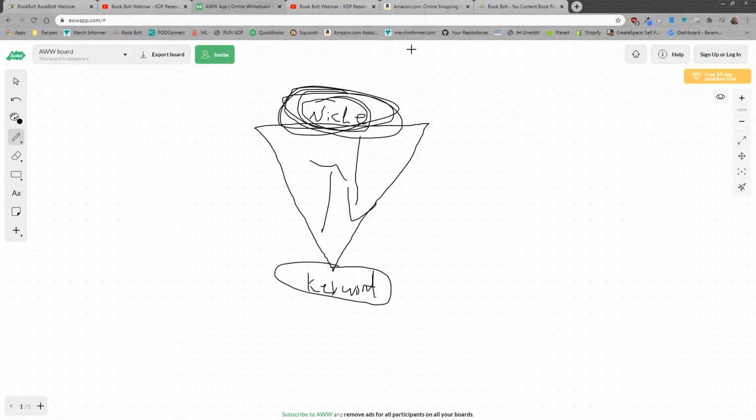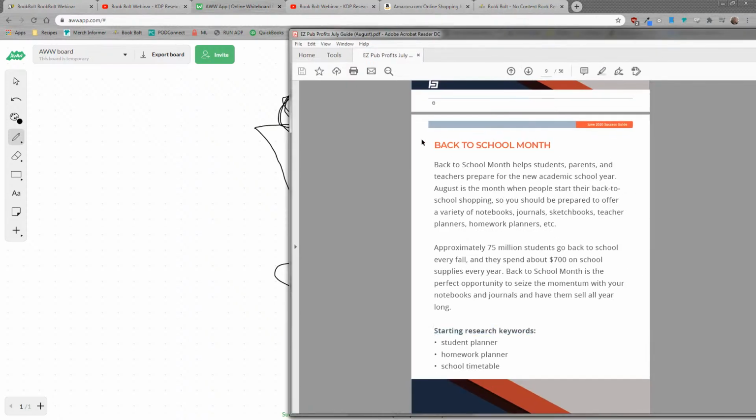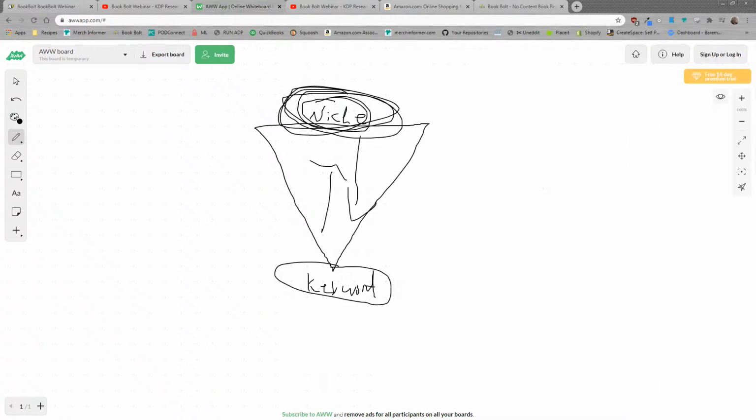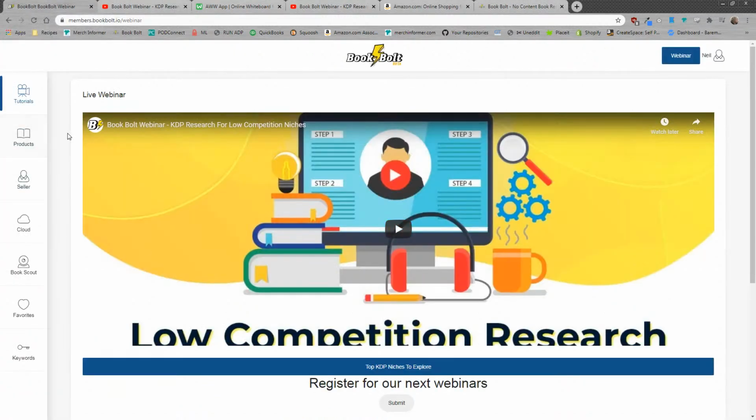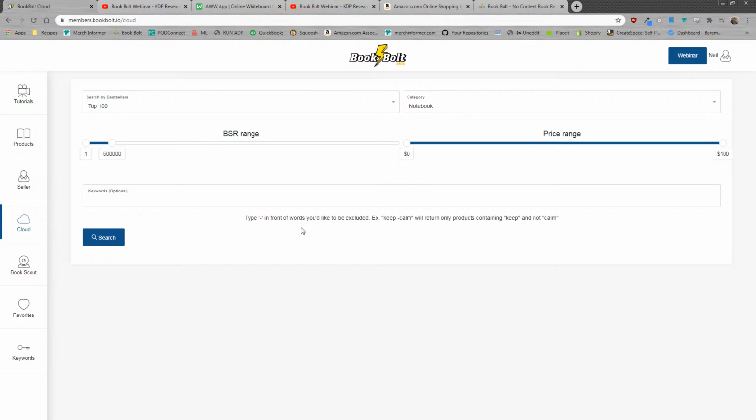So the very first thing that I usually do in order to take this niche, back to school, I start in Book Bolt, we're going to move over into Amazon, and we are going to dig into this niche. So first thing I'll do is I'm going to go to the cloud. This is going to be a recreation of the KDP database here. So it's going to be the best selling books in the category. I usually just keep this the same, bump up the sales rank a little bit, and click search.